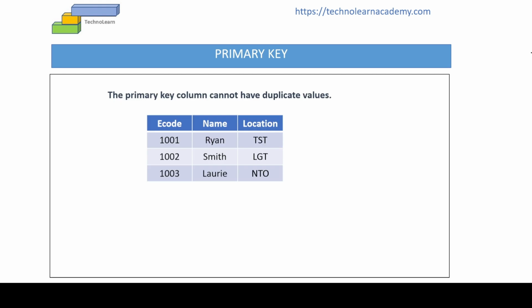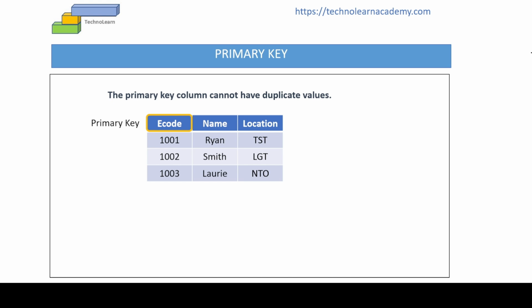Let's understand the primary key with the help of the given table. In this table, we have three columns: eCode, name, and location. And we have marked eCode as primary key column. Because eCode is the primary key column, we cannot insert duplicate value in the eCode column. We have 1001, 1002, and 1003 eCodes.